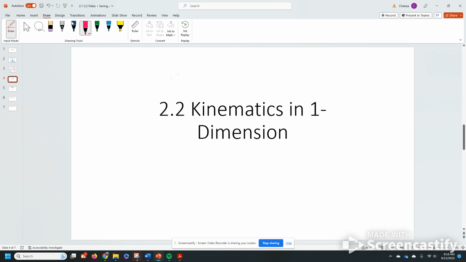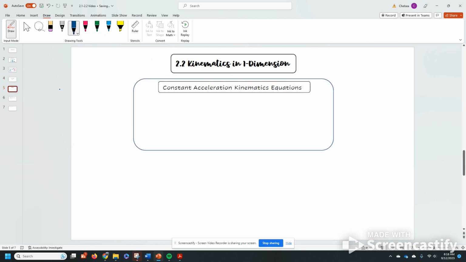All right, let's move on to 2.2, which is kinematics in 1 dimension. We're going to start with some equations. So these are the 3 equations that we will use throughout the rest of this unit. These are our constant acceleration equations. So we're going to deal with situations where we don't have a changing acceleration, we have a constant acceleration.